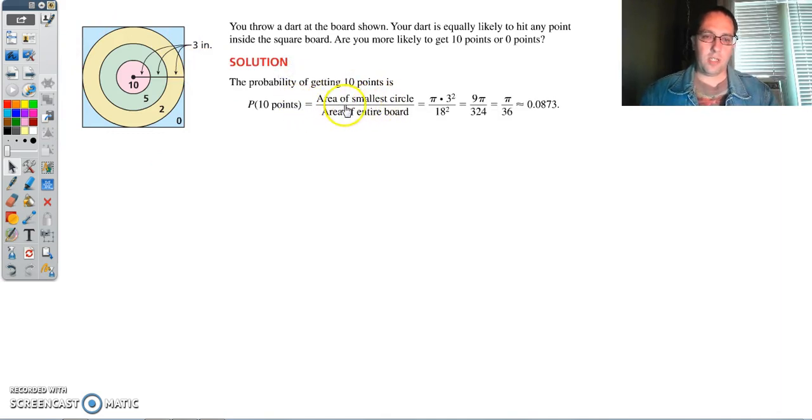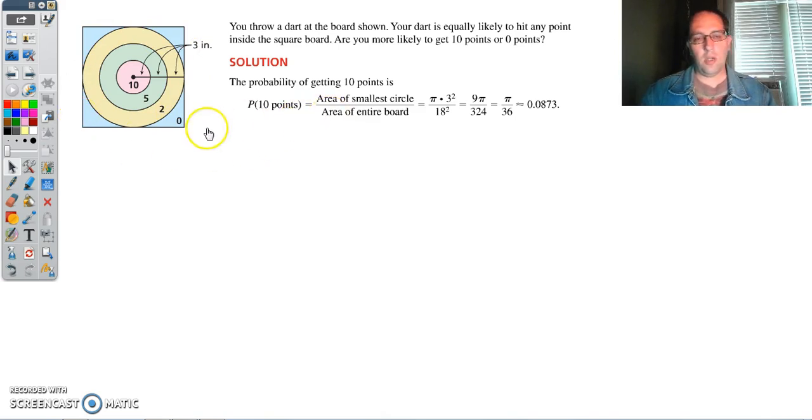So favorable is the area in the small circle. Total is the entire board. So pi r squared, r is 3. And the board is a square, so the area of the board is side squared. You see this is 3 plus 3 plus 3 is 9 for our radius, so the diameter is 18. And that's both ways, so it's 18 by 18, 18 squared. So we have 9 pi over 324, which simplifies to pi over 36, which is approximately 0.0873.